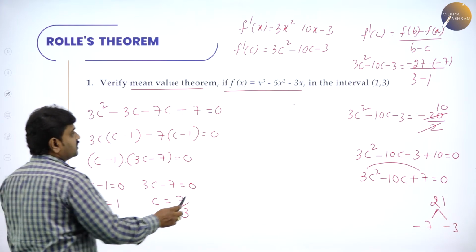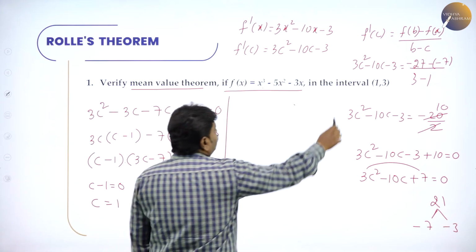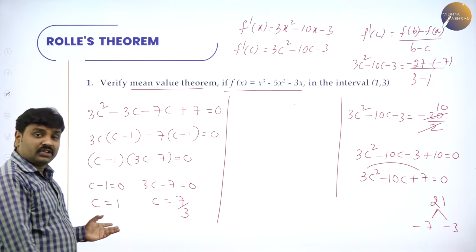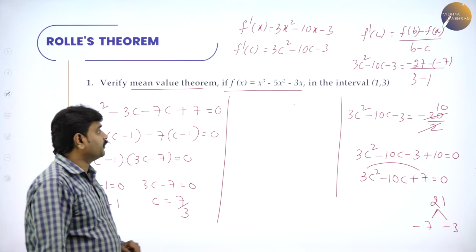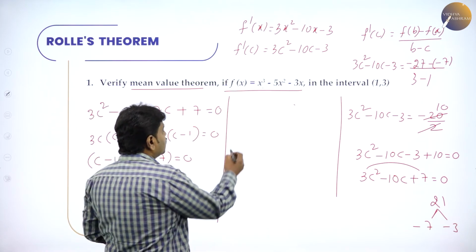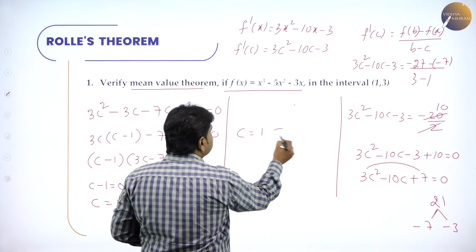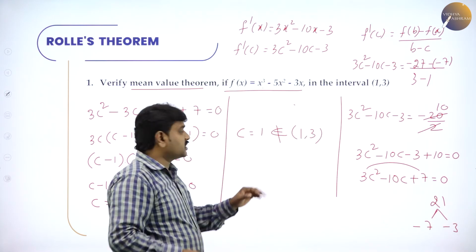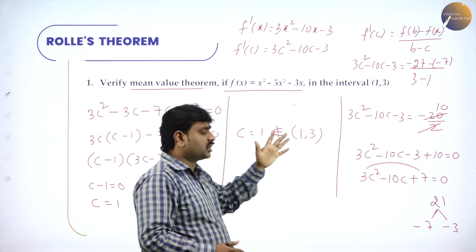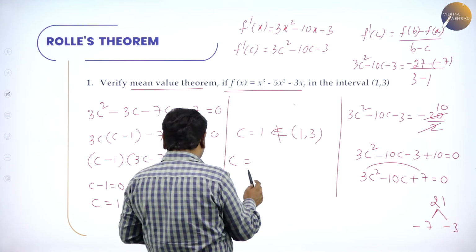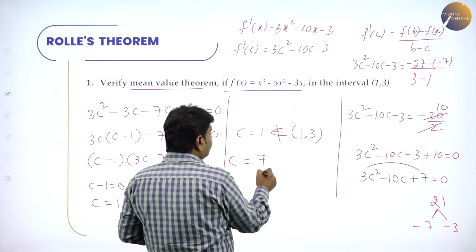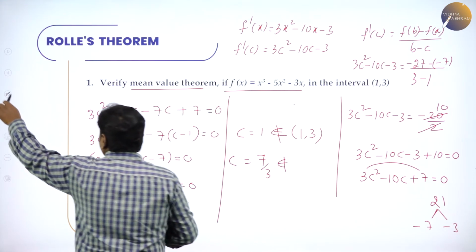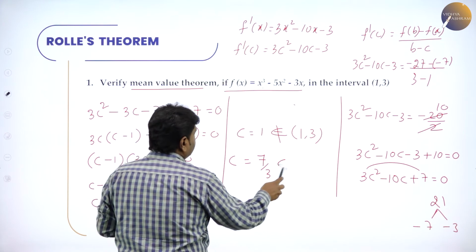See, please understand, at least you should get one value of c which belongs to the open interval. So now one value of c is what? 1. The other value of c is what? 7 by 3. So in the interval 1, 3, c is equal to 1 does not belong to the open interval. Open interval means what? In between. It is not in between. 1 is the border. So we cannot take it. But c is equal to 7 by 3. All of you know 7 by 3 if you divide, it is 2 point something, lies in the interval.